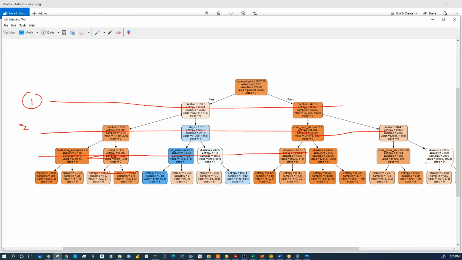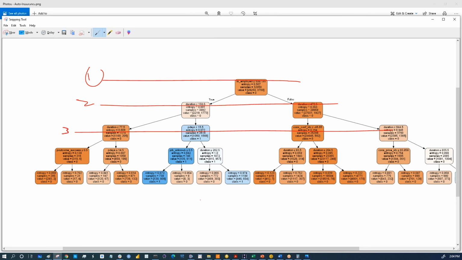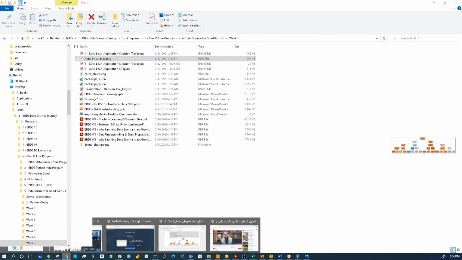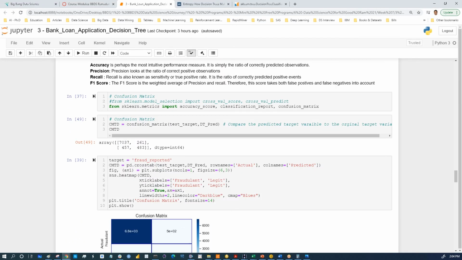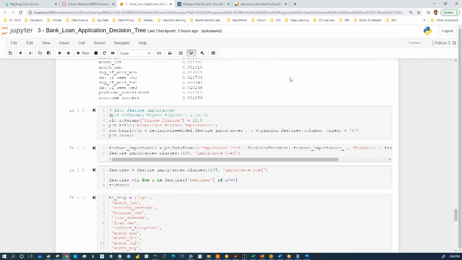Sorry, guys. Top one would be first. Yes, sir. Yes. Thank you. So this is the first split, a second split, a third split, and the fourth split. And that is what we told it to do. We told it to stop. Depth 4. Yes, sir. Yeah, that is what we told it to do here.